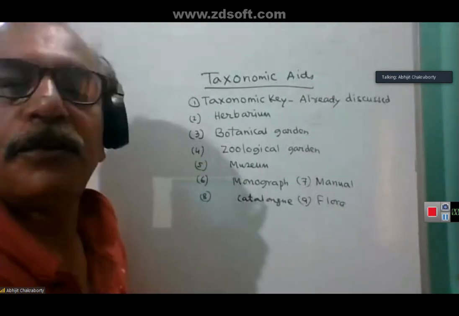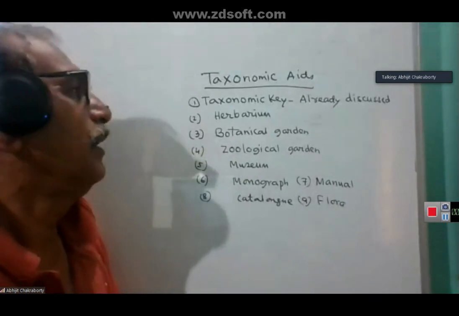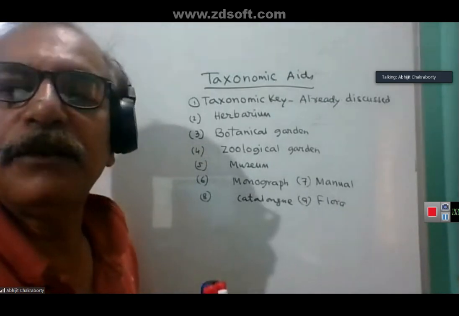So the taxonomic aids are found here. You see, the first one is the taxonomic key. Already I discussed it.